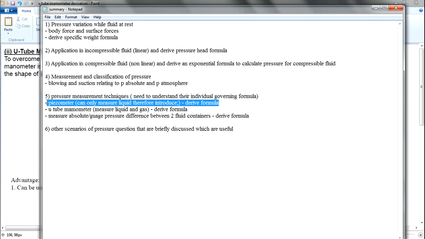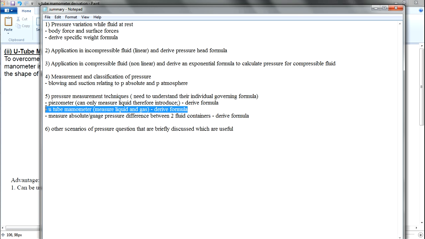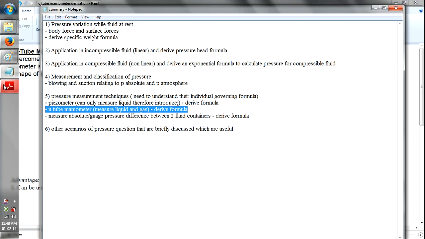In the previous video we covered the piezometer and the classification of pressure. So now we are going to do the U-tube manometer.